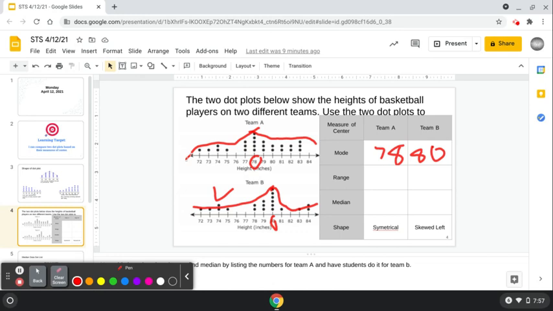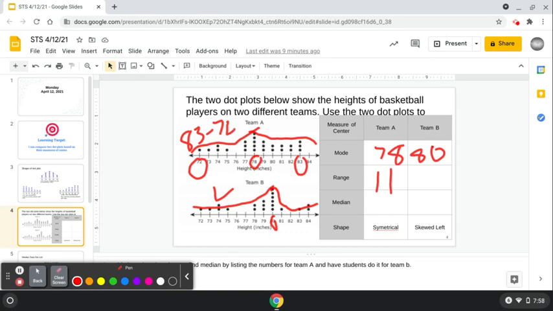Okay, so the next thing we're going to look for is range. Remember, the range is the distance between the lowest data value and the highest data value. So I'm looking for the first number I see on the left that has a dot. That's my minimum, and the minimum height here is 72 inches. Then I'm going to say, what's the highest number that has a dot, or my maximum, which is 83. And then all I have to do is subtract the two to find the difference. So 83 minus 72 gives me 11.